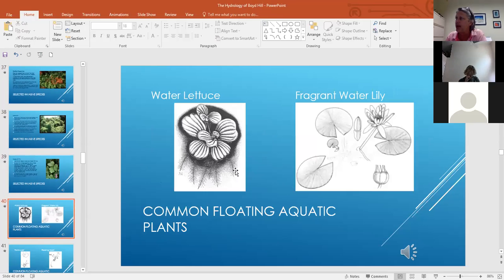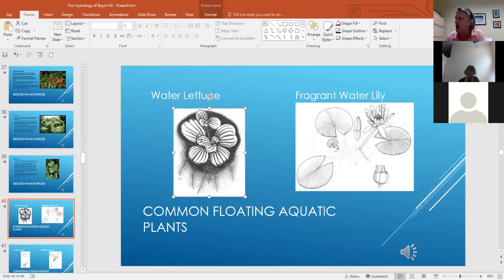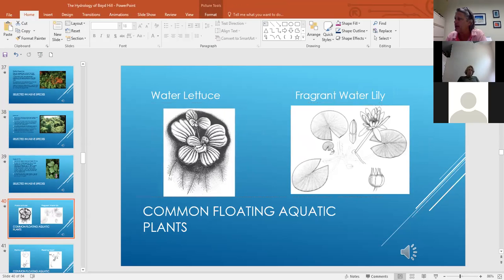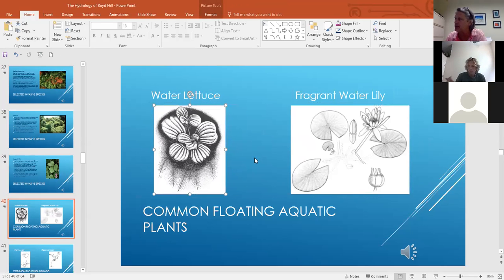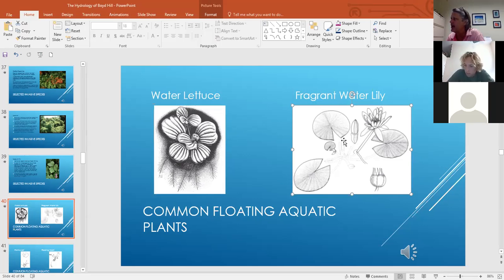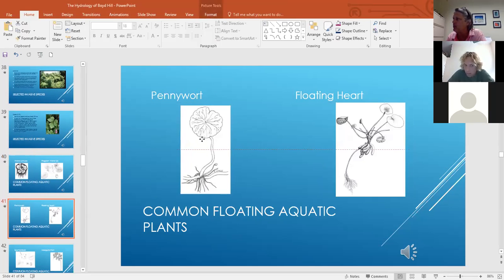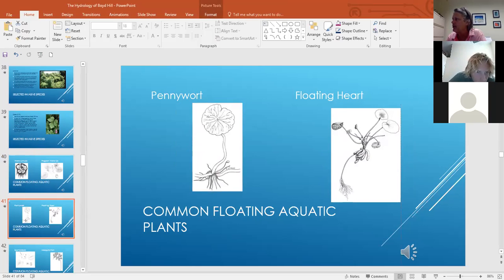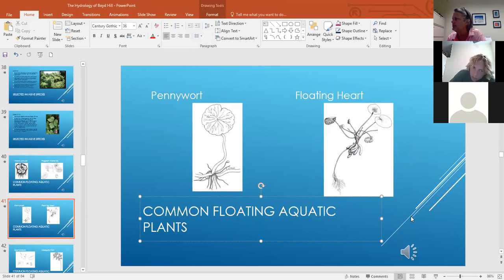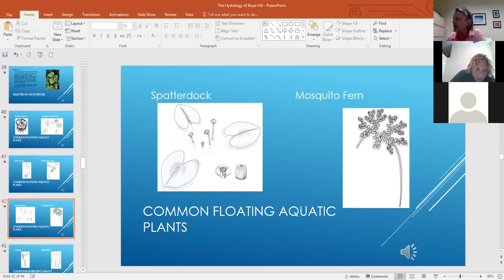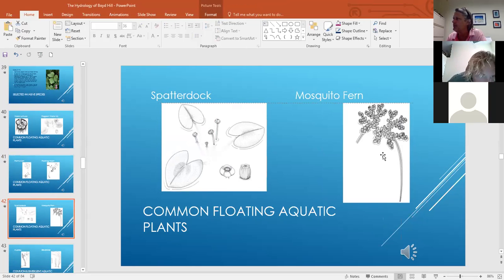Some of the floating aquatic plants, you have water lettuce, and here's the fragrant water lily. It has a white flower. Spatterdock has a yellow bulb, not a white flower. So that's how I can tell the difference, but you can also see this leaf has that cut in it. The pennywort kind of looks a little like dollarweed. The floating heart. There's your spatterdock. This is yellow, more of a heart-shaped leaf. Mosquito fern.